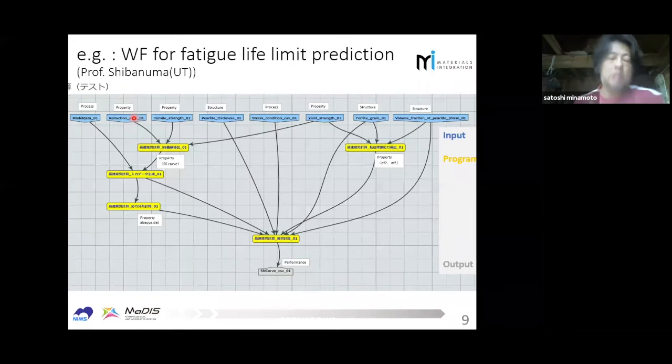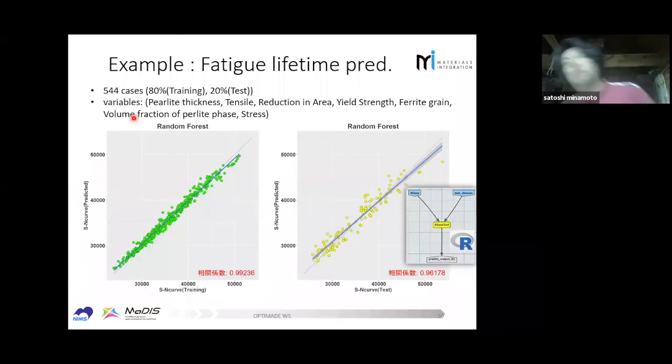Okay, so this is the picture of our system. As I mentioned, if this kind of workflow is built at once, we can calculate iteratively.